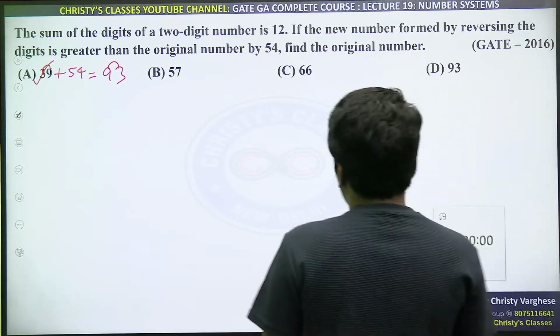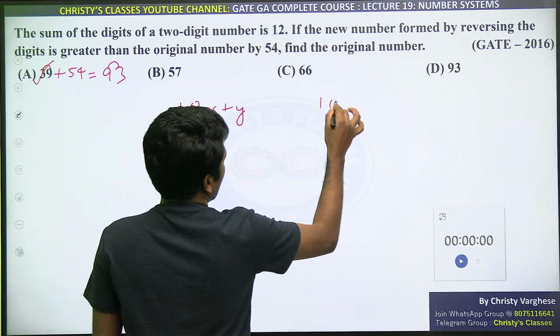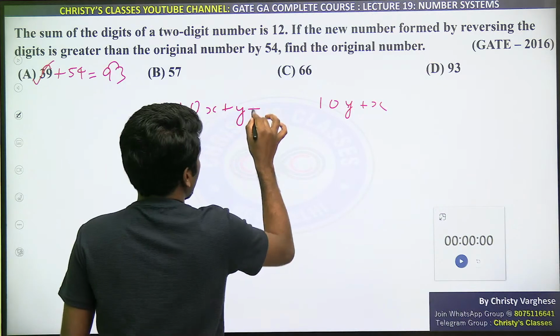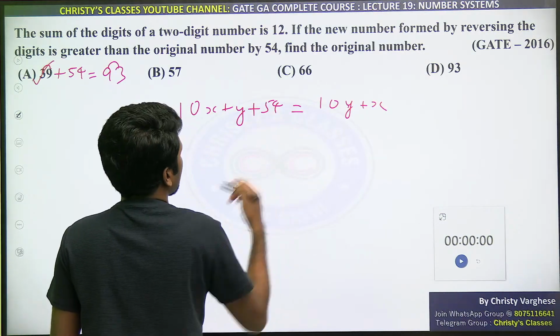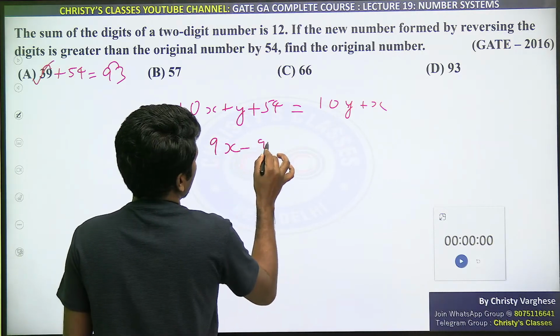To those people who want the direct method, I will just mention the direct method very fast. 10x plus y, 10y plus x. Original number and reversed number, so 10x plus y plus 54 is 10y plus x. If we simplify this, what do we get? 9x minus 9y.